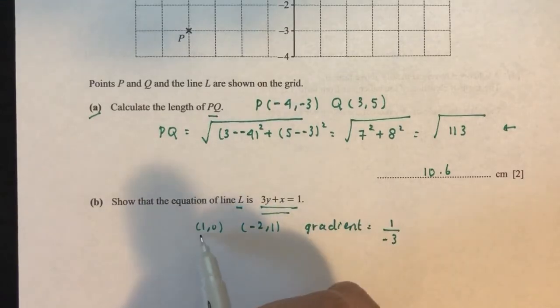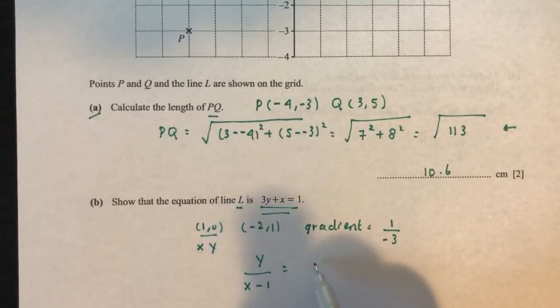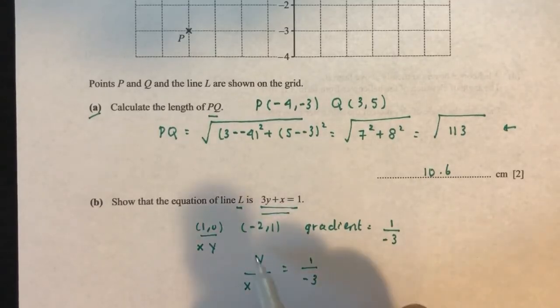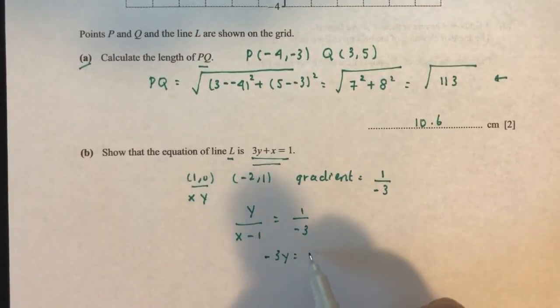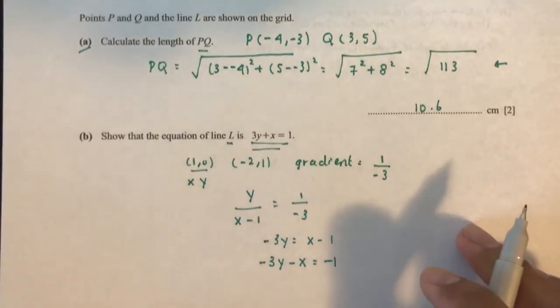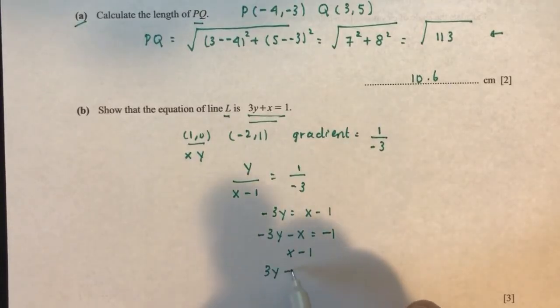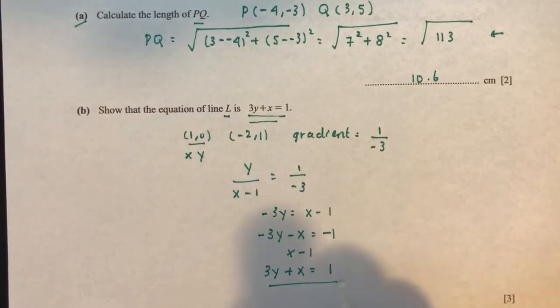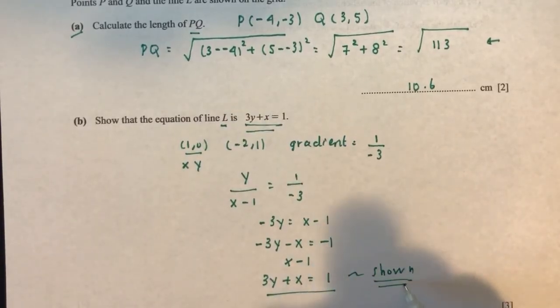Okay, so let's use this point. This is x, y, so we have y divided by x minus 1 equal to this. So we have to cross multiply. We have minus 3y equal to x minus 1. If we bring x over here, we have minus 3y minus x equal to -1. Now if you multiply everything by -1, we have 3y plus x equal to 1, shown as required here. Same equation of L.